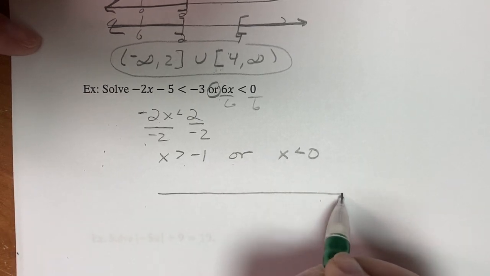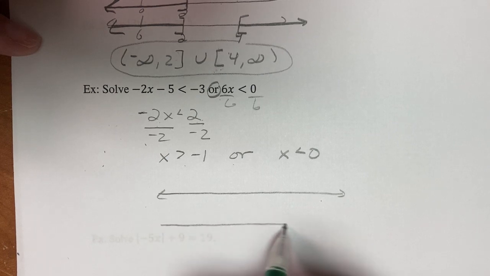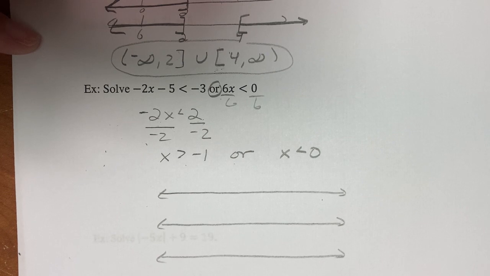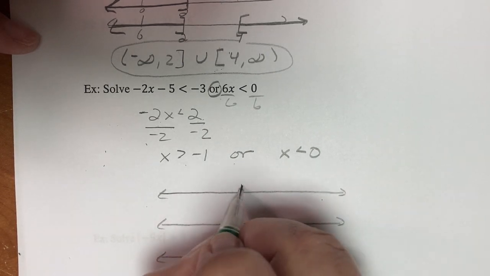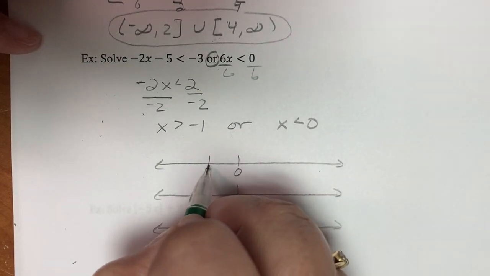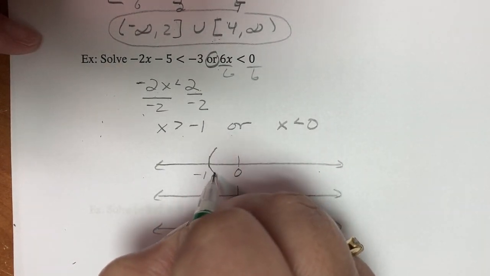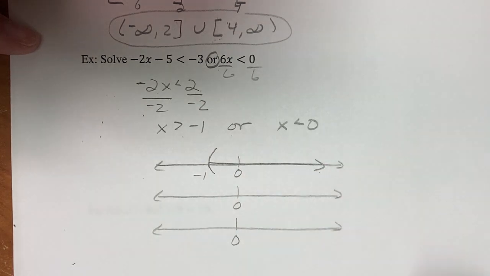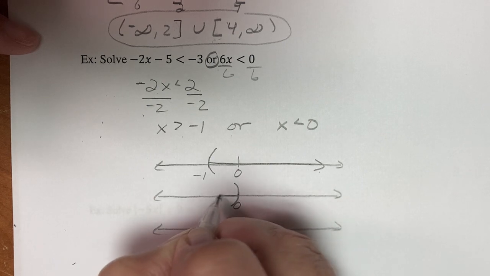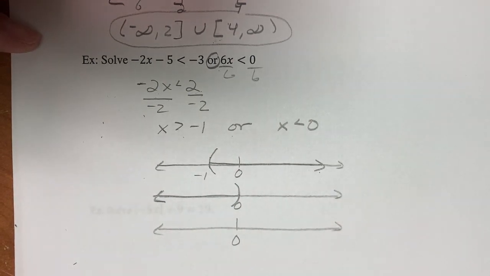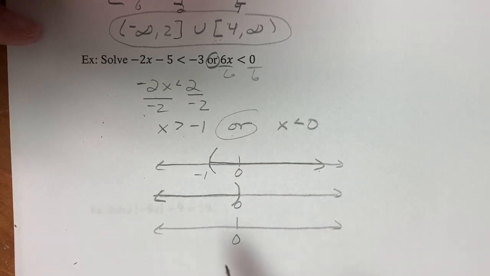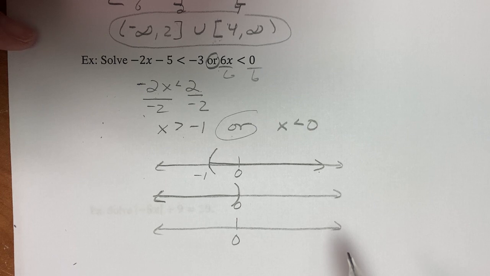So I want all values that are greater than negative 1 or less than 0. Let's see what that's going to look like. I think this is going to be an anomaly, a different one. So let's see. There's my 0. I like to have 0 on all my number lines. So if I do negative 1, that's going to be a parentheses, arrow to the right. If I do less than 0, that's going to be a parentheses to the left. So now remember this is an OR, so we don't want to overlap. We want to unite everything on one graph.